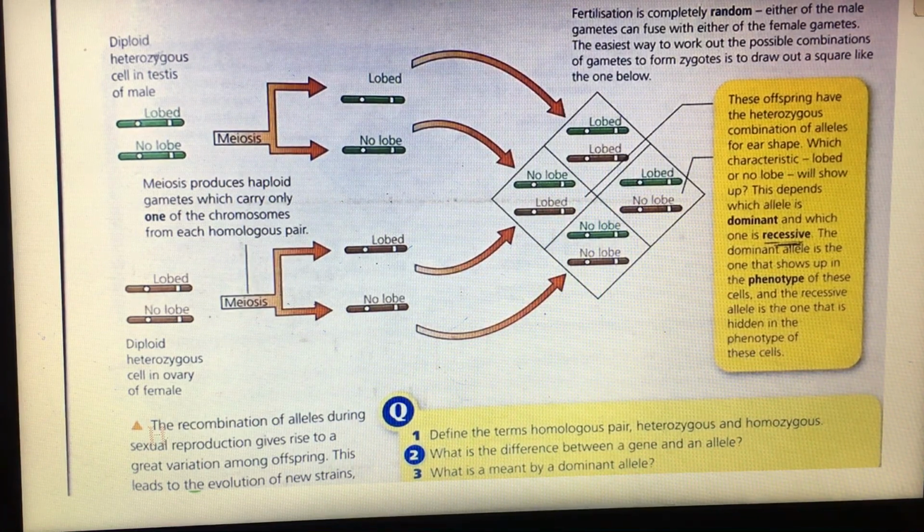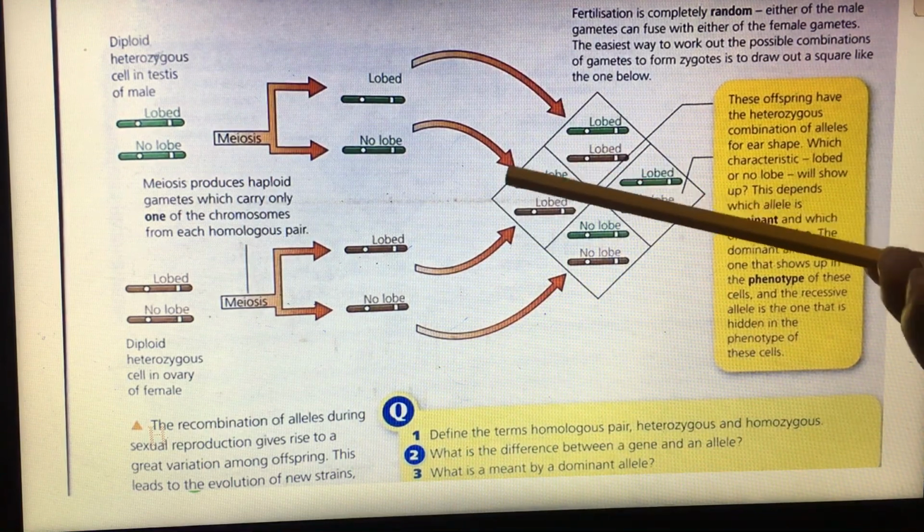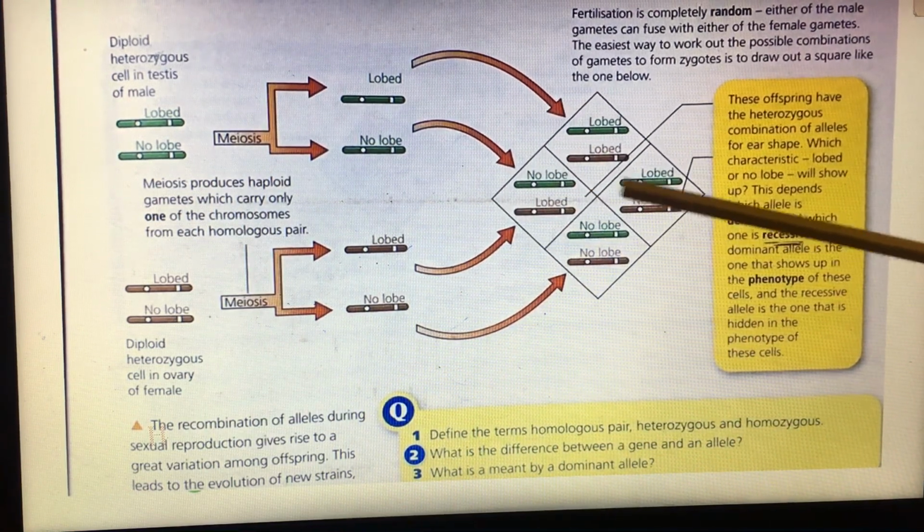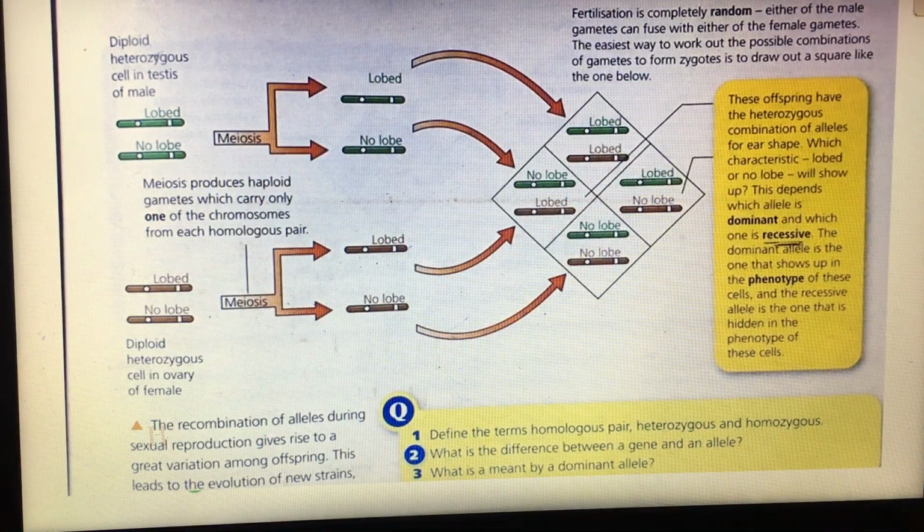So the dominant allele is the one that shows up in the phenotype of these cells. And the recessive allele is one that is hidden. So the recessive will be hidden in the phenotype of these cells. Okay, so here no loop and no loop, those two characteristics or two alleles will be hidden, but the dominant shows up in the phenotype of these cells.